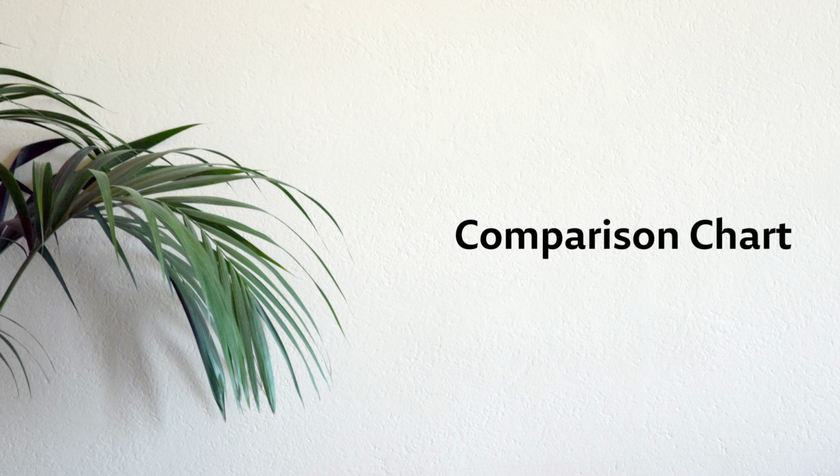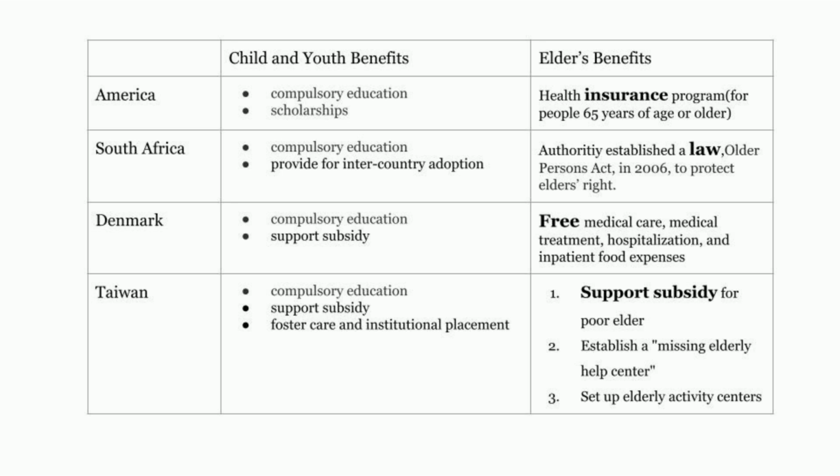The purpose of this chart is to compare the welfare of children, youth, and the elderly in 4 countries respectively: America, South Africa, Taiwan, and Denmark. First, all the 4 countries have compulsory education for students. Then, America has scholarships. Both Denmark and Taiwan have support subsidies for students. About adoption, both South Africa and Taiwan have some adoption status.